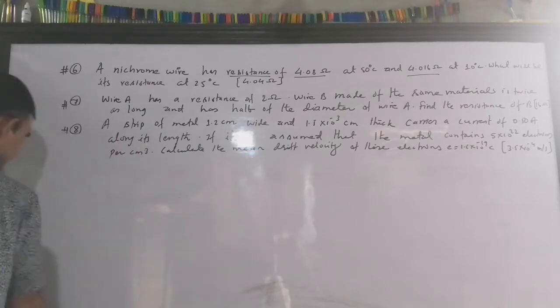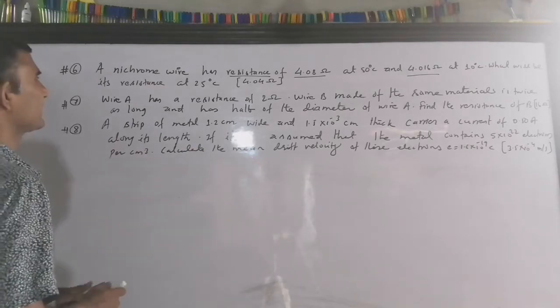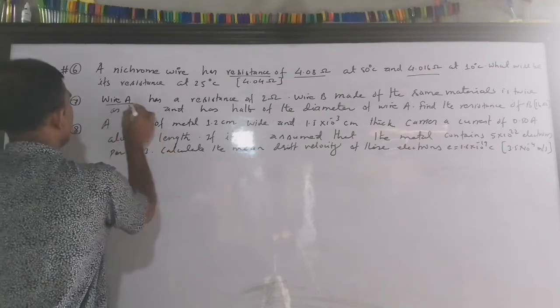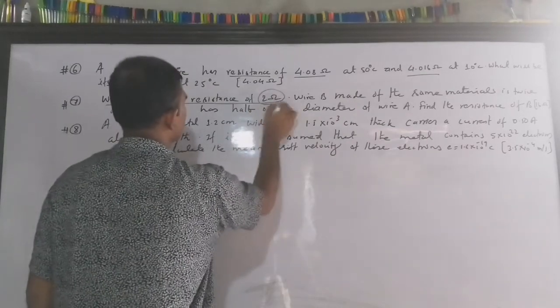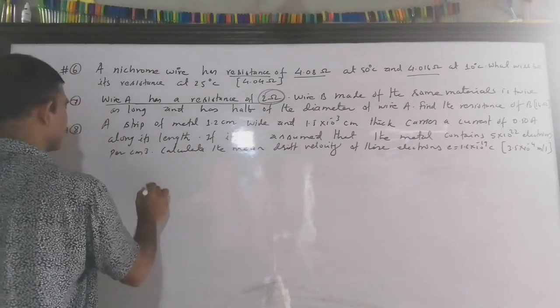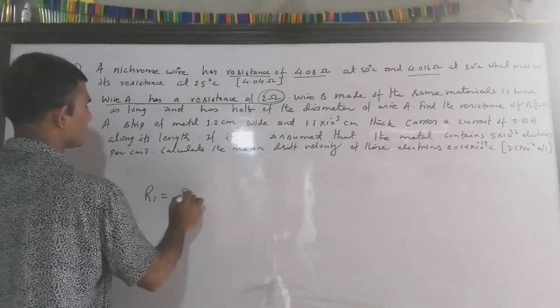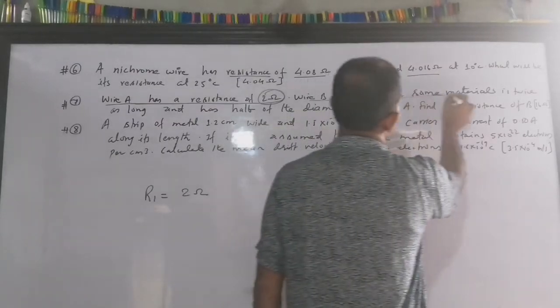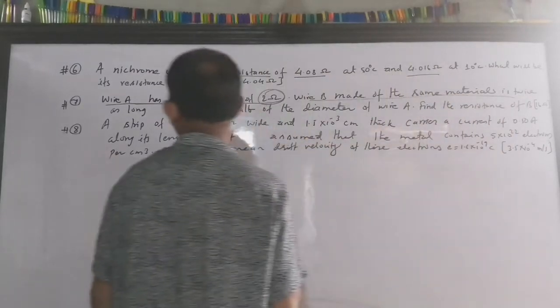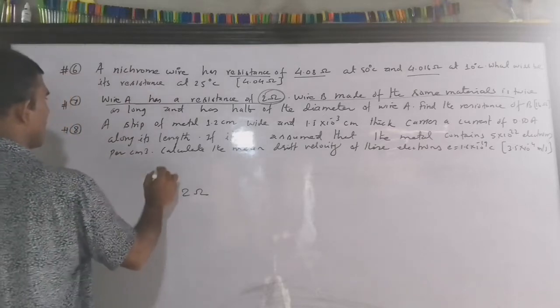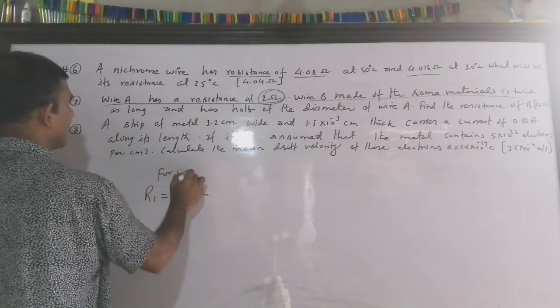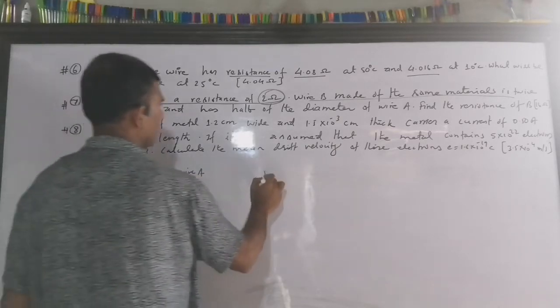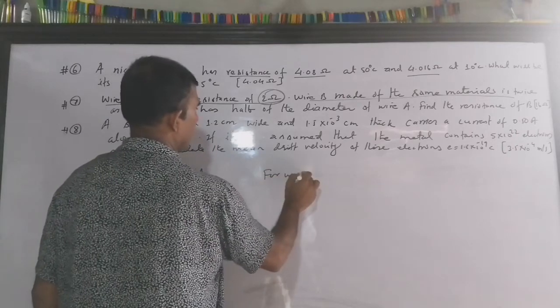Well, so next question is: a wire has resistance of 2 ohms. So wire A has resistance of 2 ohms. I am writing R1 is 2 ohm resistance. And wire B, made of the same material, is twice its length.